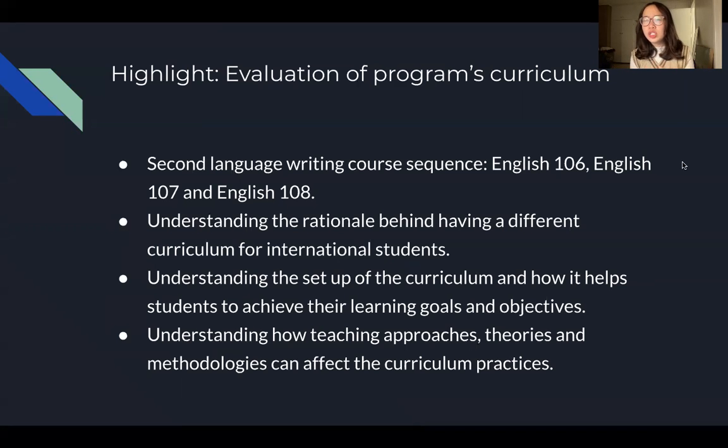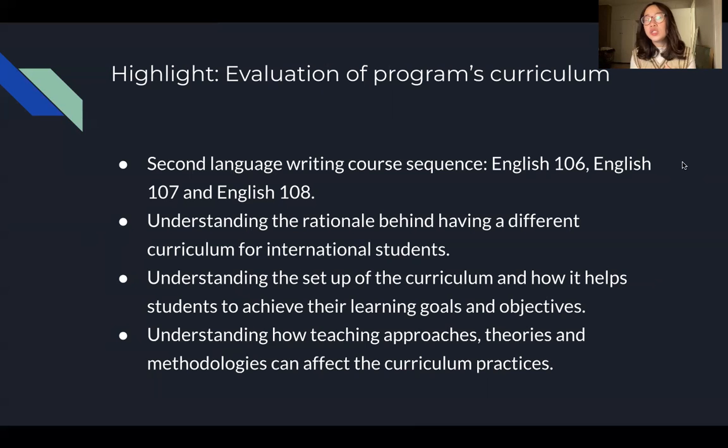But then the administration noticed that there were international students who were not ready to be put in English 107 and 108 just yet. In addition, not all students would be familiar with certain US educational practices, genres, popular culture references, and all of that when they had just gotten here.